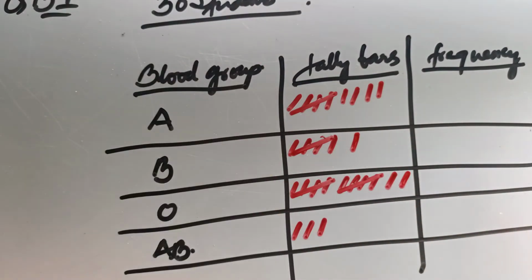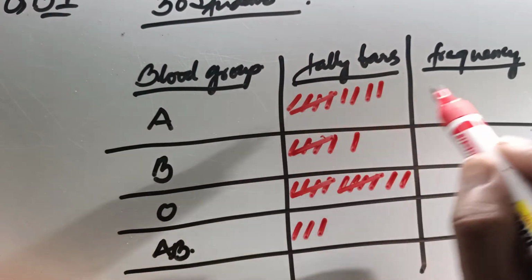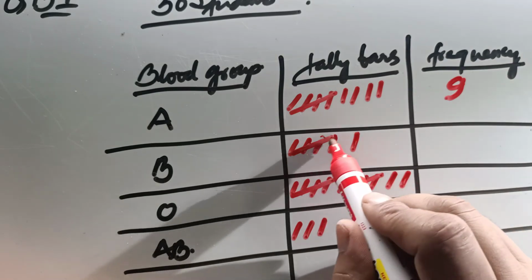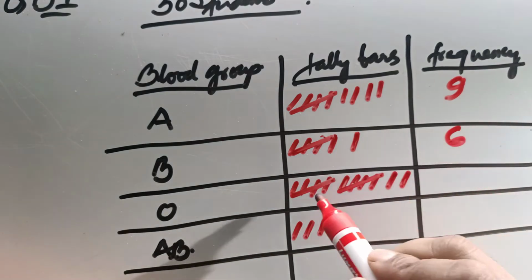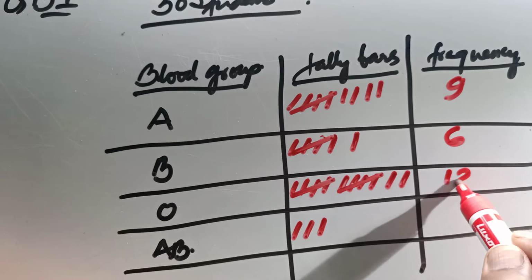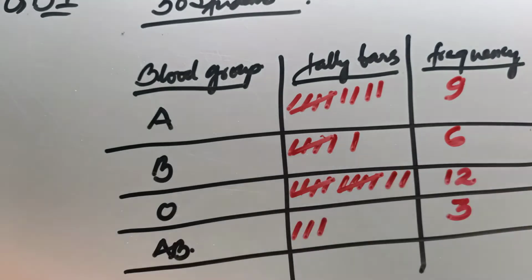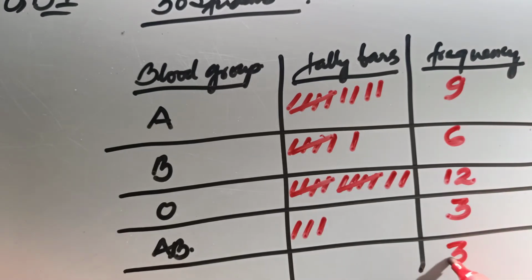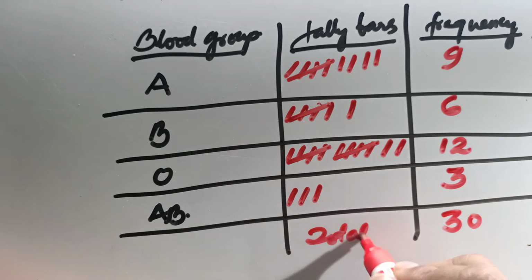Now let's count. 5, this 1, 2, 3, 4, 5, 6, 7, 8, 9. So I have got 9 students in blood group A, and then 5, 1, 2, 3, 4, and cross 5 plus 1, 6 in B. I have got 5, 10, and 12 in O, and 3 in AB. So let's count now: 12 plus 6, 18, 19, 20, 21 plus 9, 30. So over here I have the total 30.